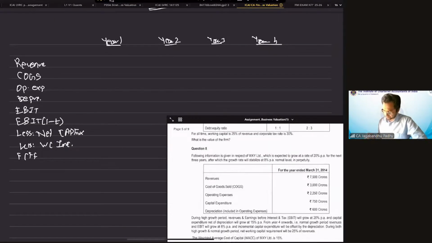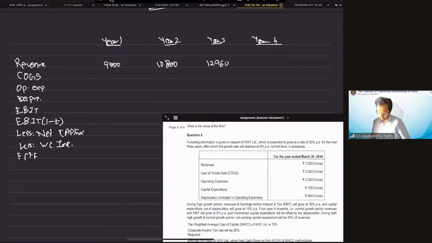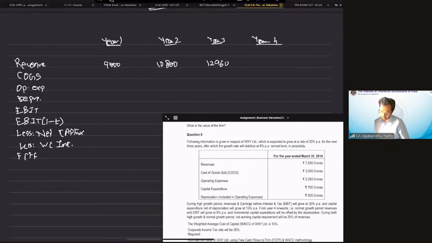So in year 1, there's a 20% increase. So on revenue of 7,500, a 20% increase will be 9,000. So every year it's going to increase 20%. So this will be 10,800. This will be 12,960. But when it is stabilizing, then the growth rate is going to be 8%. So revenue and EBIT are going to grow at 8% in year 4. So in year 4, it is going to be 13,997.